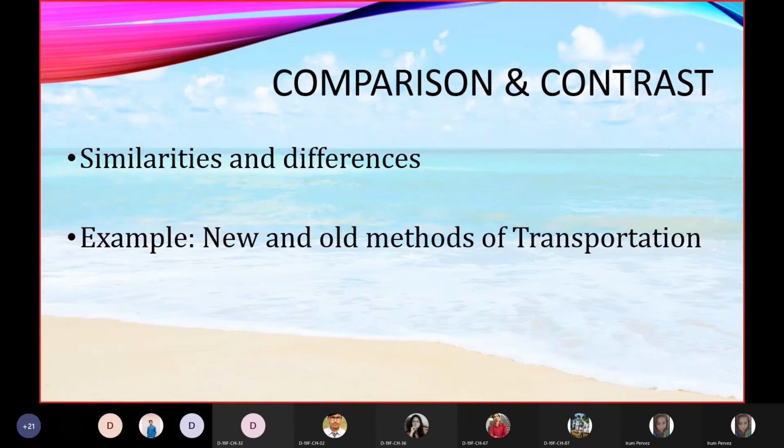Comparison and contrast means finding differences, and comparing means we compare them, and contrasting them means we see similarities and differences. For example, as I told you, with new and old methods, we would be comparing what the new methods are and what the old methods are, and we will be contrasting them, seeing similarities and differences. Contrast is not a different term. Comparison and contrast is one term, right? And comparing and contrasting means you are finding similarities and differences.